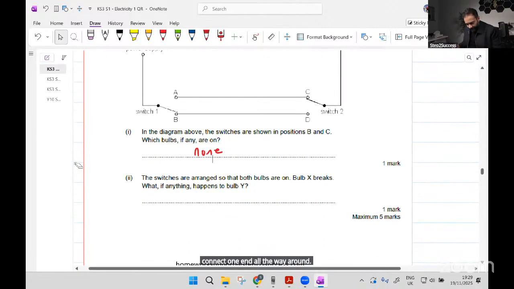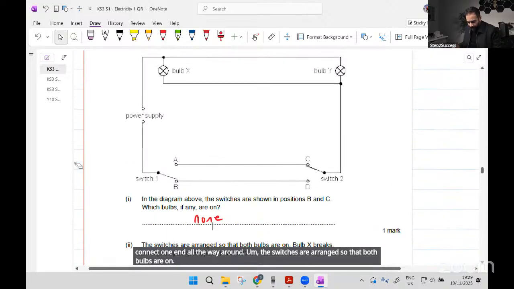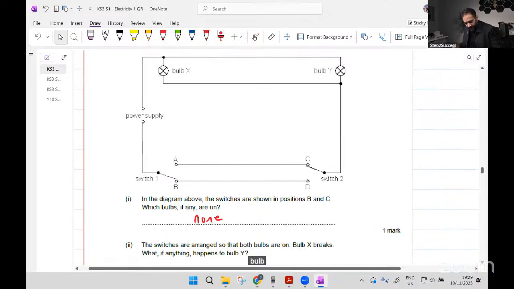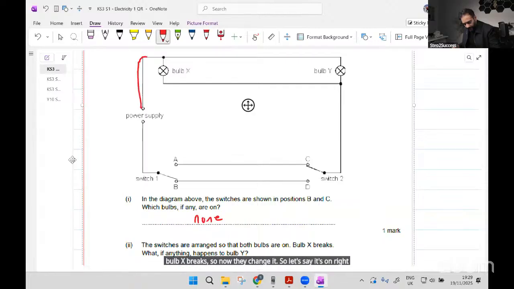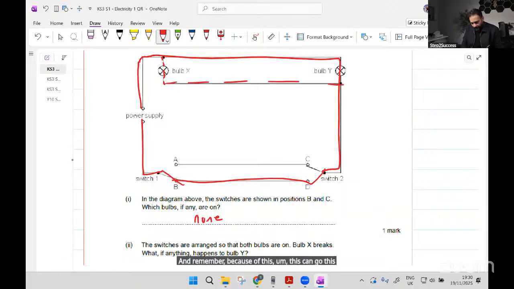The switches are arranged so that both bulbs are on. Bulb X breaks. So now they change it. So let's say it's on right now. Okay. So let's say we've just done this, right? So everything's on. And remember, because of this, this can go this way as well. The question says, bulb X breaks, what happens to bulb Y?